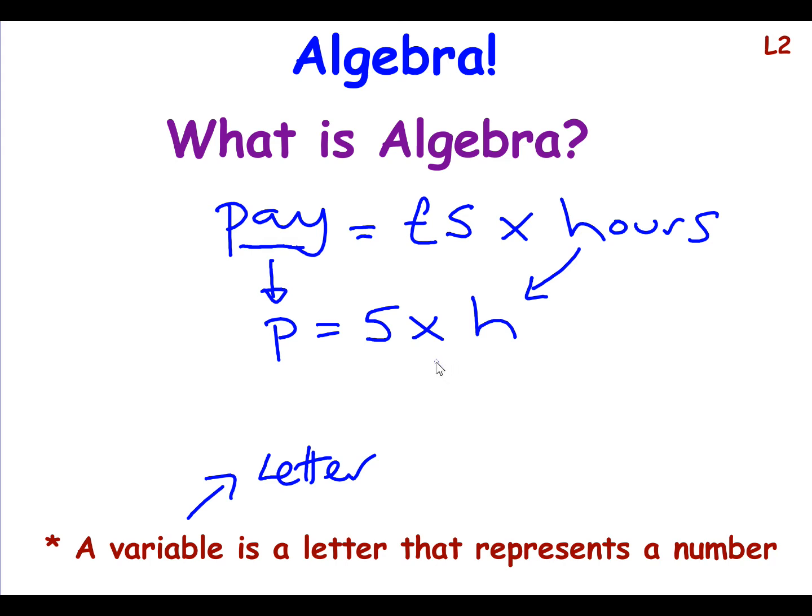Now in mathematics, we can shorten this in algebra by getting rid of the multiply sign. So his pay could equal 5H. His pay is equal to 5 times the number of hours. And at some point, somebody will tell us what the number of hours are so we can swap H for a number like we did in the level 1 section.